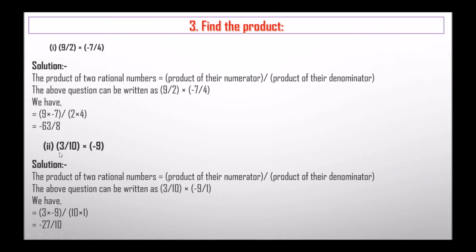3 upon 10 into minus 9. In the same way, 3 into minus 9, that is minus 27 upon 10. So minus 27 upon 10.